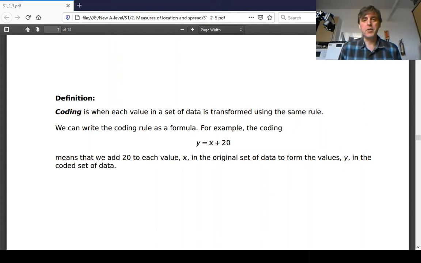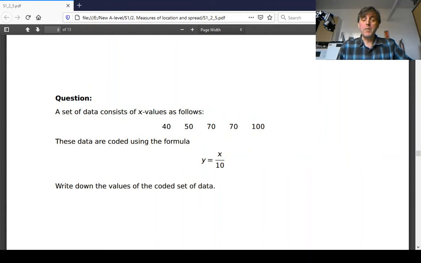So the example I put on the screen there, if we have the coding y equals x plus 20, well, x, we could use that to represent our original set of data. So therefore the y, the coded, the new set of data, would be where we take all of our x values and add 20 to them to form a new set of data, which we call y. And I'm hoping this is a simple enough idea that you can just have a go at a question straight away. So a very small set of data I've put on the screen there, only 5 numbers in the set. There's a coding formula there. I'd like you to write down the values of this coded set of data, this new set of data which is related.